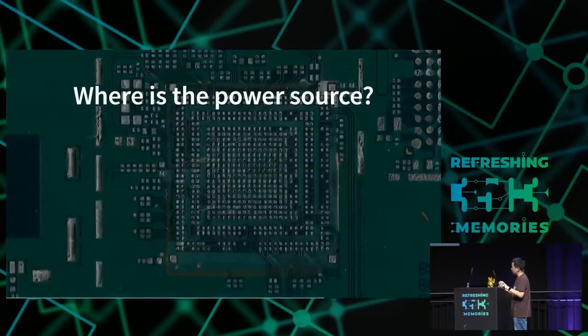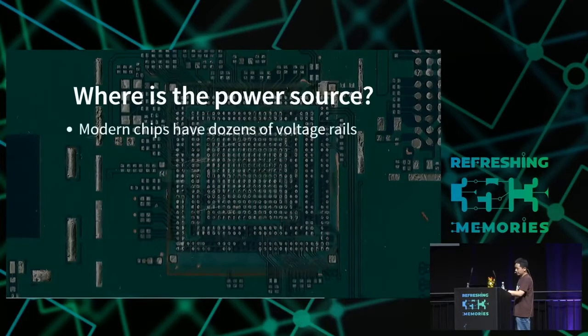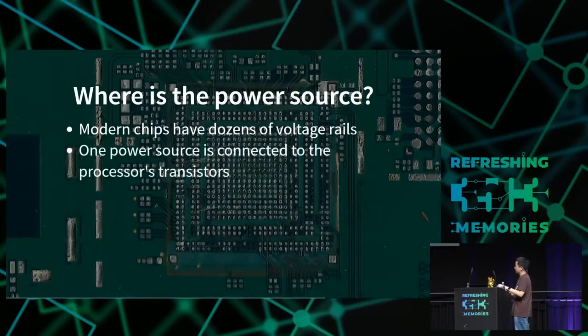So what do I mean by where to attack? This here is an image of the PCB where the Vita's main system chip, Kermit, is laid on top of. With anything as complicated as this, there's dozens of different voltage rails that power different parts of the chip, including DRAM and I/O pads and so on. But we only care about the power pins that go directly to the transistors. So we need to find which pin that corresponds to.